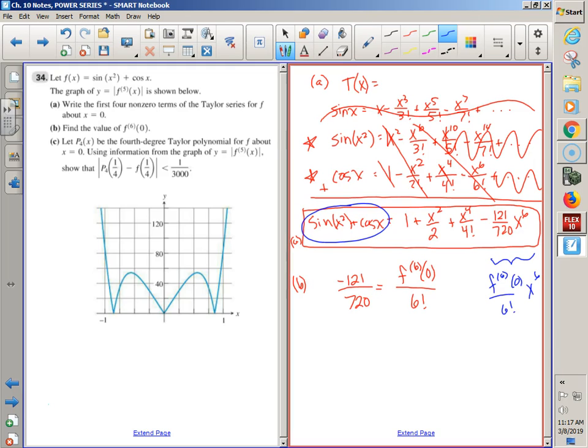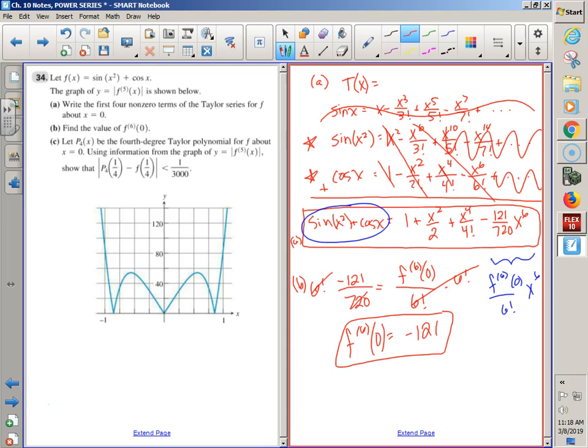Is it this term? No, because what else was put into the formula? The 6 factorial. So what do I have to multiply both sides by? The 6, oh, well, hold on, but isn't 6 factorial 720? So what is my 6th derivative at 0 without me having had to derive anything? It's negative 121. I like that.